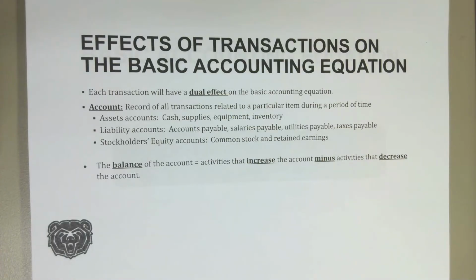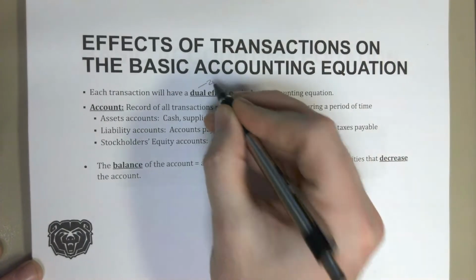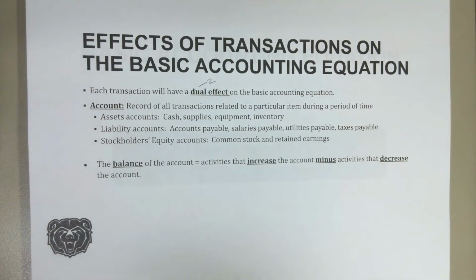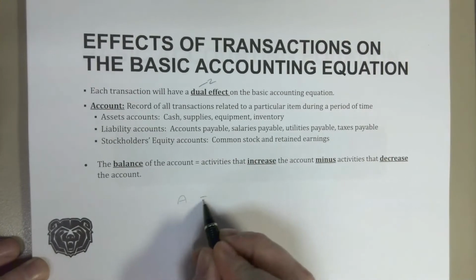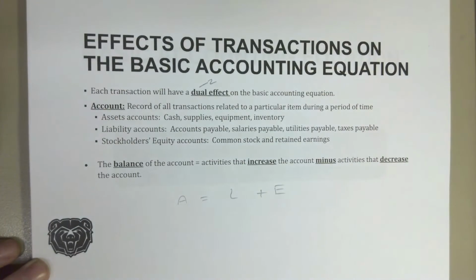So the first thing we've got to understand with accounting, when we're talking about the technical aspects of accounting, is each transaction is going to have a dual effect. Dual meaning two, right? So you're going to have two effects on your accounting equation. What is our accounting equation? Again, it's just A equals L plus E. We're going to look at that simple version right now.